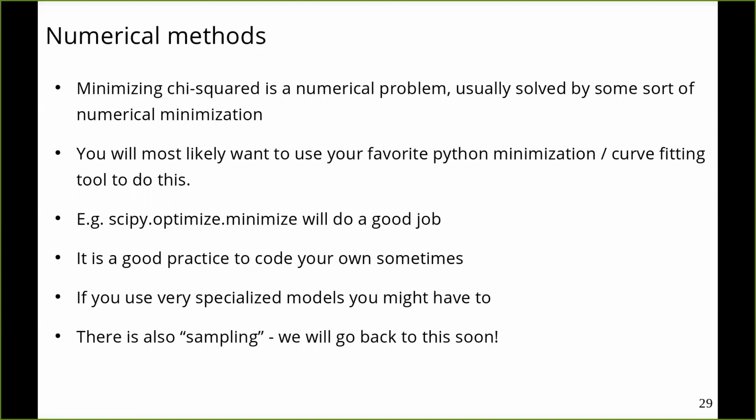But also if you use very specific models, you might want to write your own minimization scheme, and it's good practice to understand how these things work, especially for models which have multiple parameters, because then you can see what is happening. But there is also this thing called sampling, and sampling and minimizing chi-square are two different beasts, and we will go back to this soon.